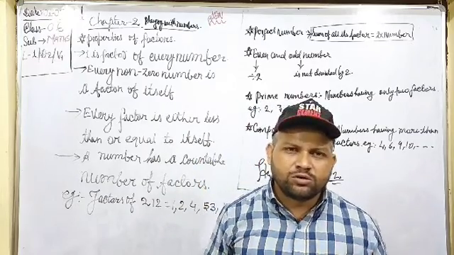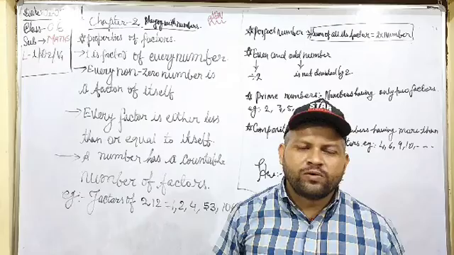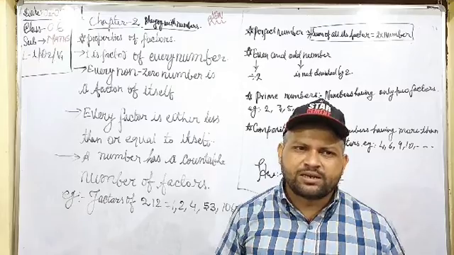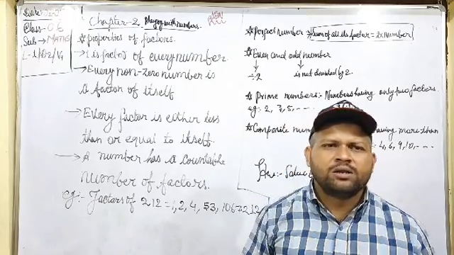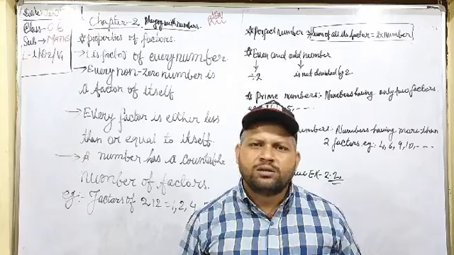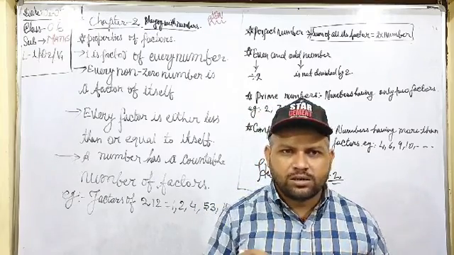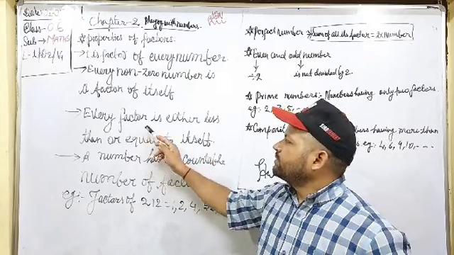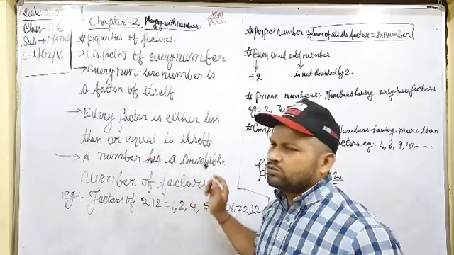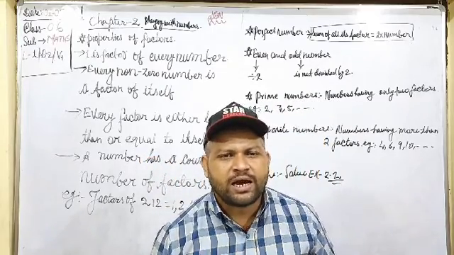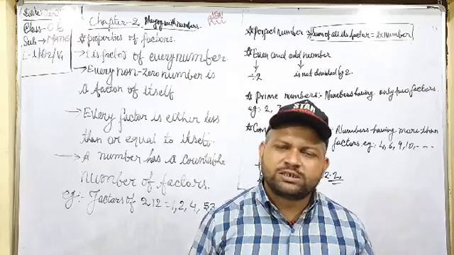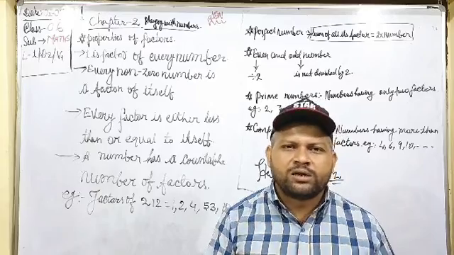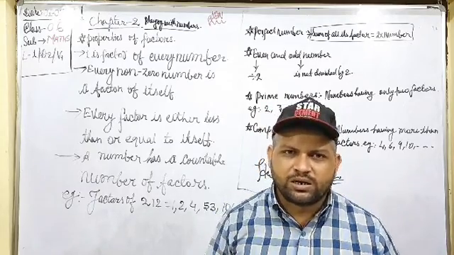If you take any non-zero number as an example, you will find that there is a factor of that number, itself. For example, 3 is a non-zero number which has a factor 3, which is itself. And every factor is either less than or equal to the number. Any factor of a given number is either less than or equal to the given number.